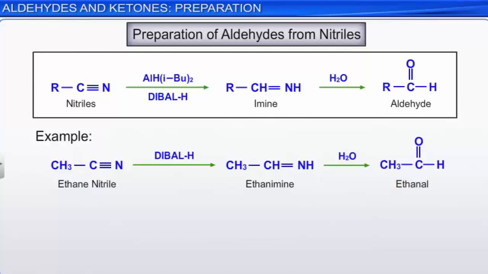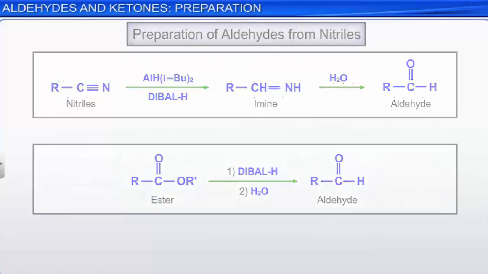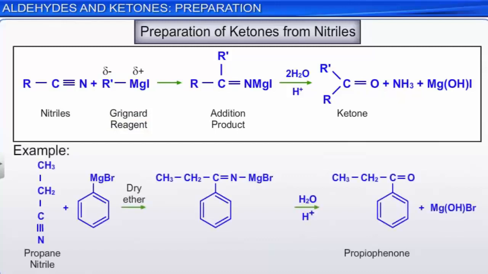Similarly, DIBAL-H can also be used to reduce esters to aldehydes, as shown here. Ketones, on the other hand, can be prepared by treating a nitrile with the Grignard reagent followed by hydrolysis. For example, propiophenone can be prepared by treating propane nitrile with phenyl magnesium bromide in ether followed by hydrolysis.